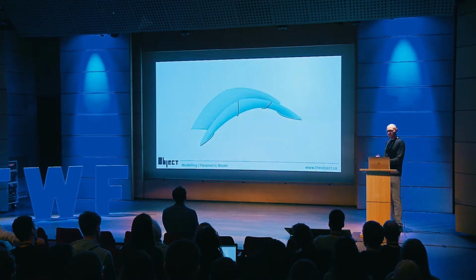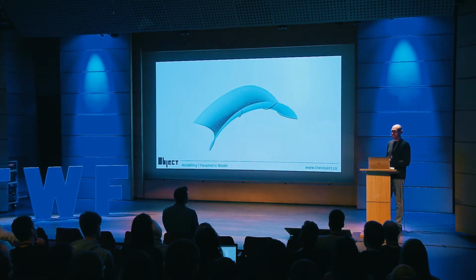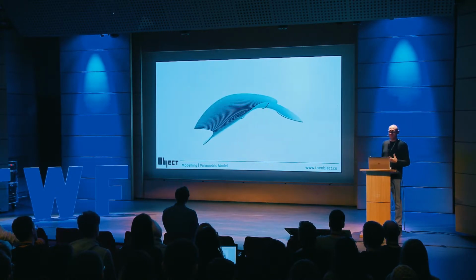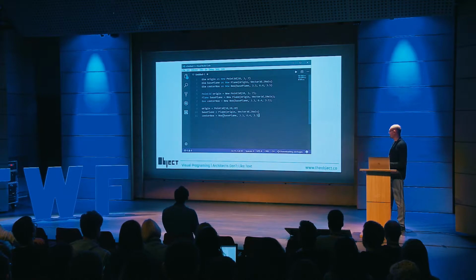Okay? So this is just to show you that once you have one model, once you have some dependencies between geometrical elements, we can actually change the parameters and get different geometries. And that's also how the railway station was created. Okay, so let's get to visual programming.